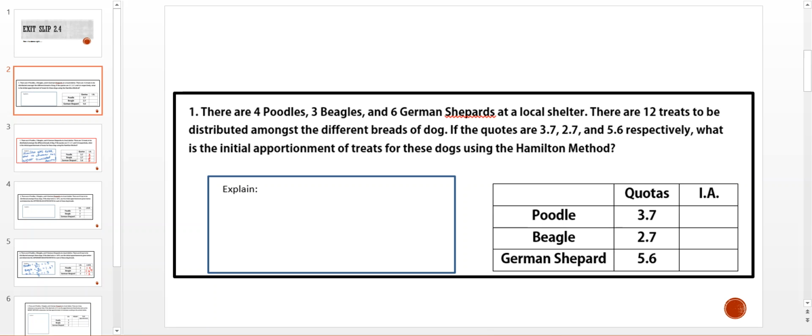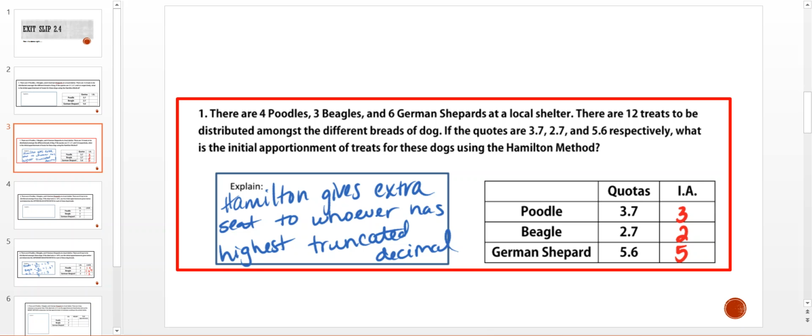All right, so there are 4 poodles, 3 beagles, 6 German shepherds at a local shelter. There are 12 treats to be distributed. They give us the quotas. What's the initial apportionment for Hamilton? So think about what does Hamilton do to give the initial apportionment? And hopefully you said, well, Hamilton truncates the decimal. So he's going to chop off this 7, 7, and 6 and give 3, 2, and 5.